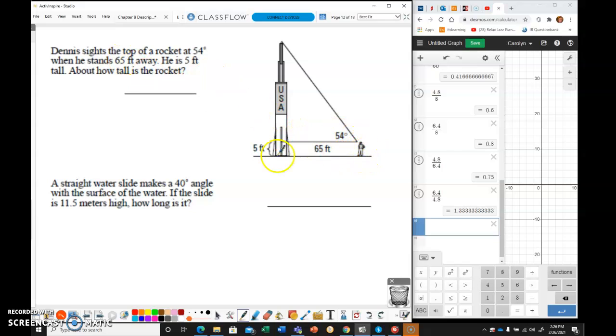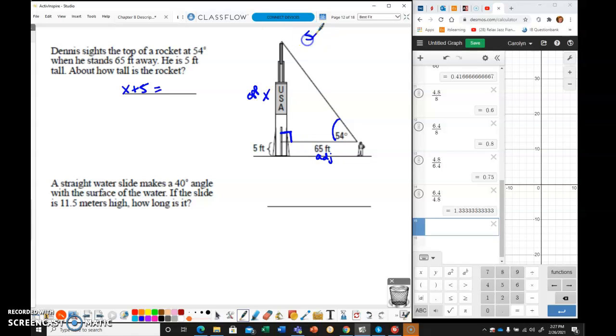He's 5 foot tall, so they're saying that part of the height of the rocket is already calculated at 5 feet. And we want to figure out the rest of the rocket. So remember, whatever we find out for x, we're going to have to add that 5 feet of the gentleman's height to it in order to get the final answer. So here is my angle measure. We're assuming this rocket is at a 90 degree with the ground, so we can use our right triangle trig. And from 54, this x looks like the opposite side, and this 65 is the adjacent side.